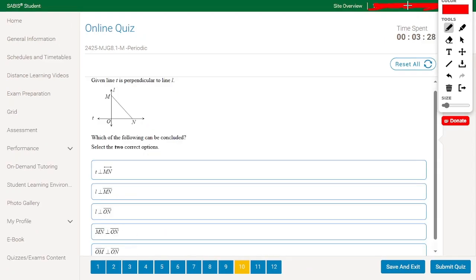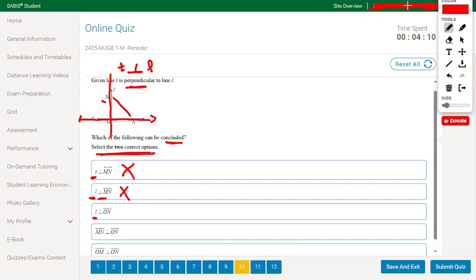Okay. Given line T is perpendicular to line L, which of the following can be concluded? Select the two correct options. We have here T perpendicular. This is line T. Perpendicular to MN? This is MN. No, it's not perpendicular. It's wrong answer. L is perpendicular to MN, and this is line L. No. T perpendicular to ON?